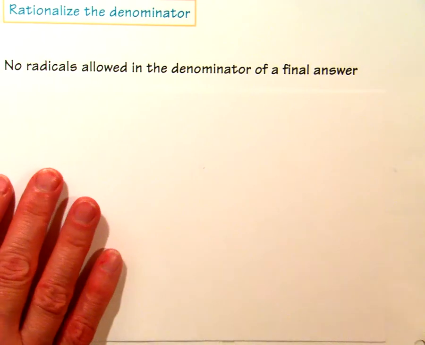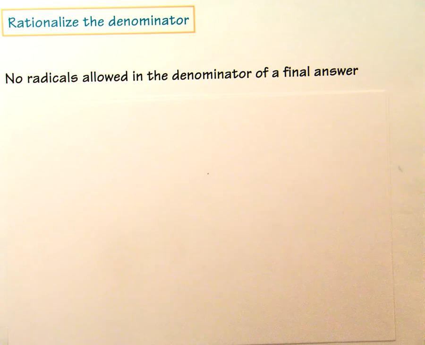Okay, we're going to rationalize the denominator. This is a continuation of an Algebra 1 lesson on writing radicals in proper form. No radicals are allowed in the denominator of a final answer.